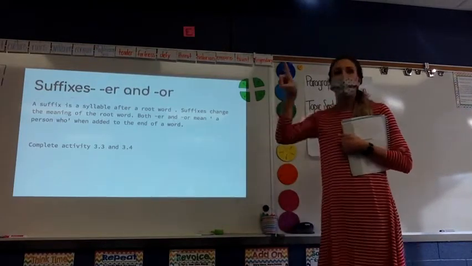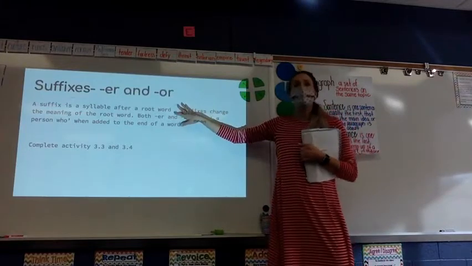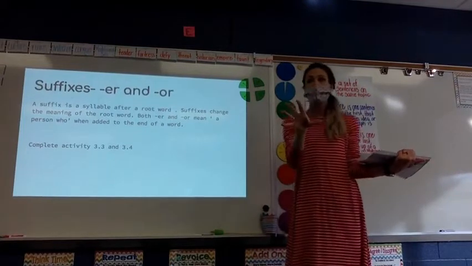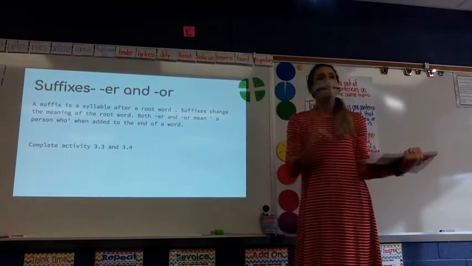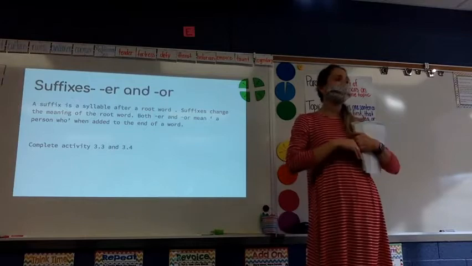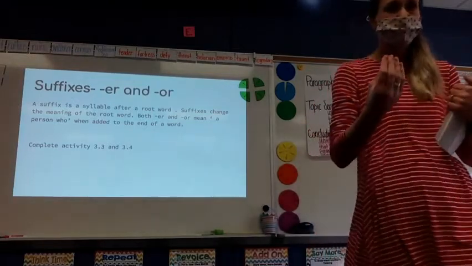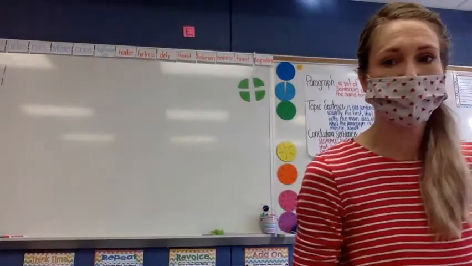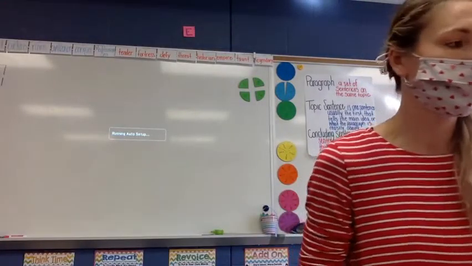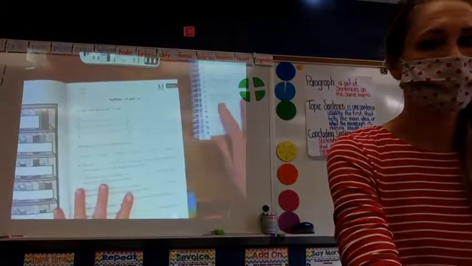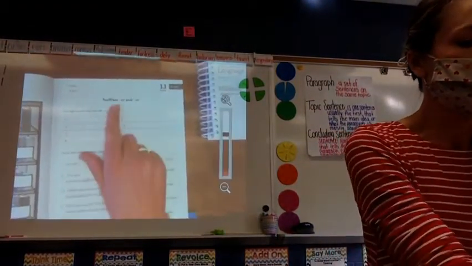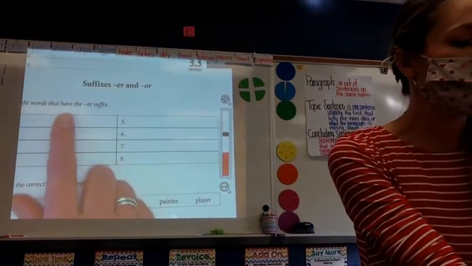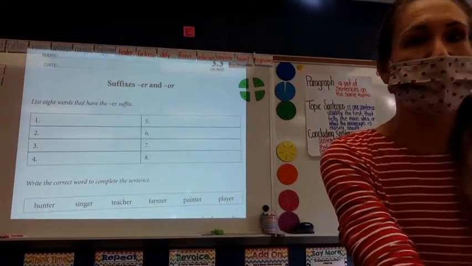And we're going to start with ER. Like I said, ER and OR both turn it into being a person who does whatever the root word says. It's really just a spelling thing. So they're all going to mean the same thing, but we want to be able to identify those spelling pieces as we go through. So we are looking at page 29 in our activity notebook. We'll zoom in a little bit. And we're going to start with the ER, OR suffixes. And it says list at least 8 words with the ER suffix.